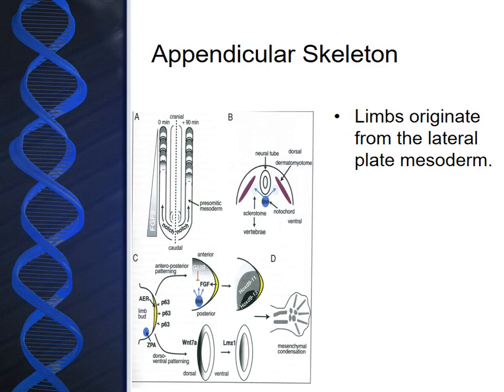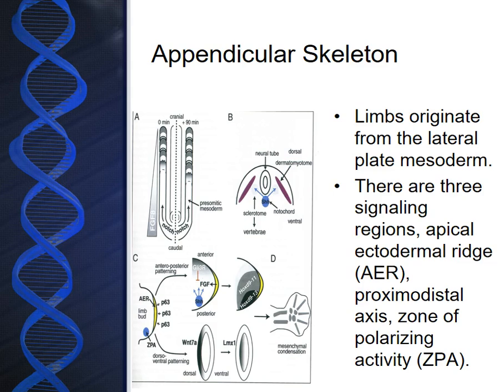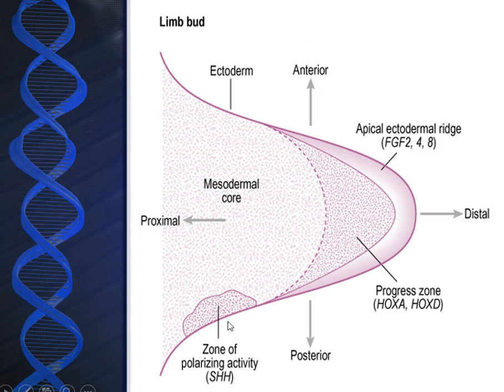The appendicular skeleton. Limbs originate from the lateral plate mesoderm. There are three signaling regions: the apical ectodermal ridge, or the AER, and again, most of these things were described originally in Drosophila. So here we have the AER, the proximal-distal zone, and the ZPA. And here we have our HOX genes determining anterior-posterior. In a certain sense, in the limb, these are in the sonic hedgehog. Here's our sonic hedgehog.